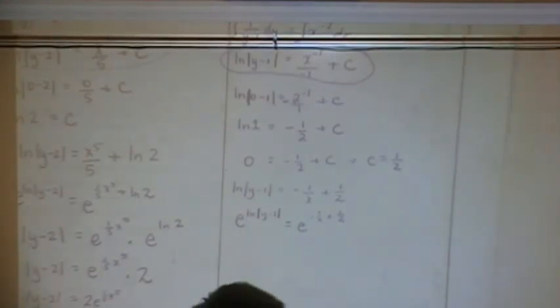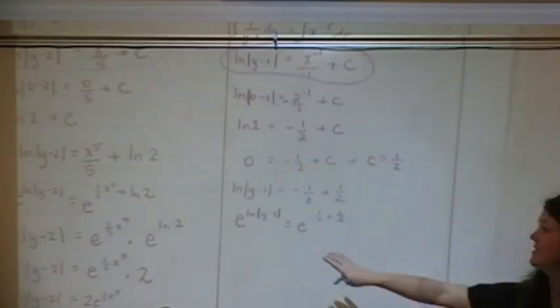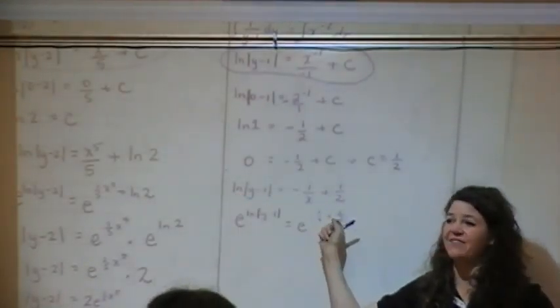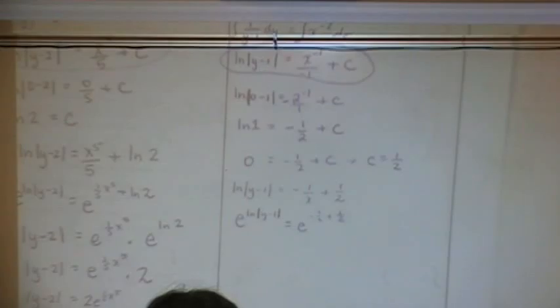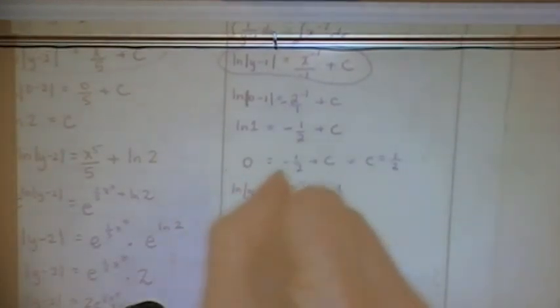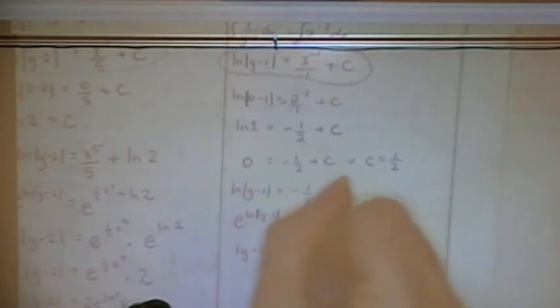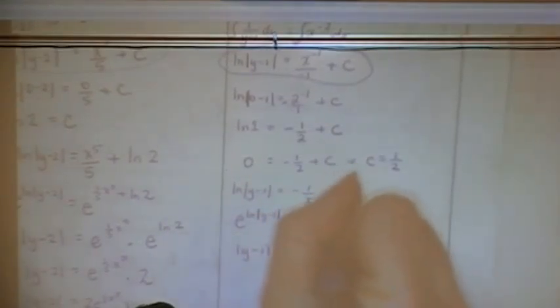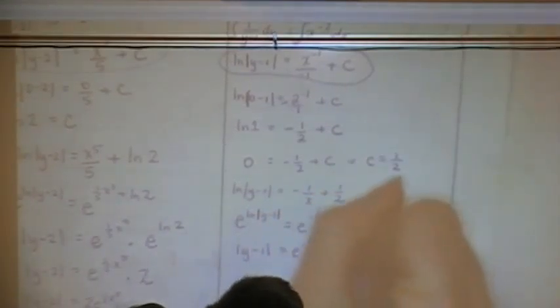But remember, since the beginning of algebra, anything you do to one side of an equation, you have to do to the other. So because we have to do it to this side in order to get rid of the log, we have to do it to that side. So on the left-hand side, it does in fact get rid of the log, and it gives us absolute value of y minus 1. On the right-hand side, we can split it into e to the negative 1/2 times e to the 1/2.